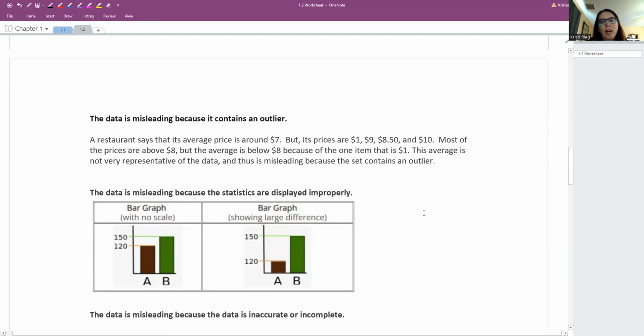If you have ever scrolled through social media and seen an ad for $5 shoes, and then you click on it and it's size 4, that's why they're $5. Those are misleading statistics because they're using that one really low value to make it seem like everything is inexpensive, just like this menu here. They're taking advantage of the fact that that $1 lowers the average, which makes it sound cheaper than it is.